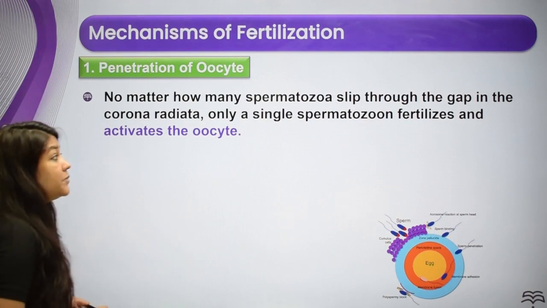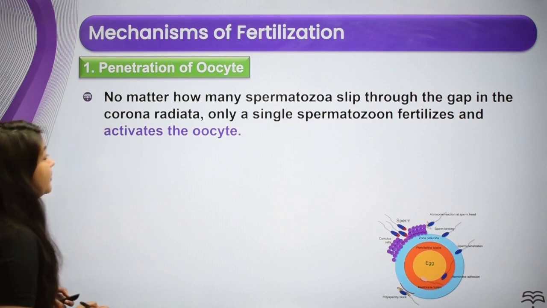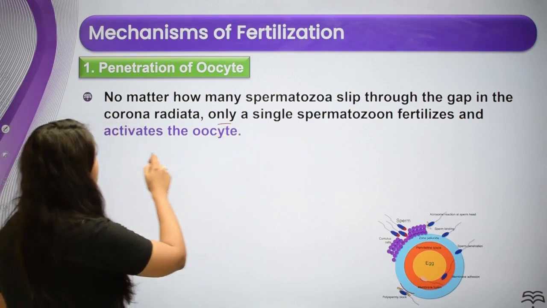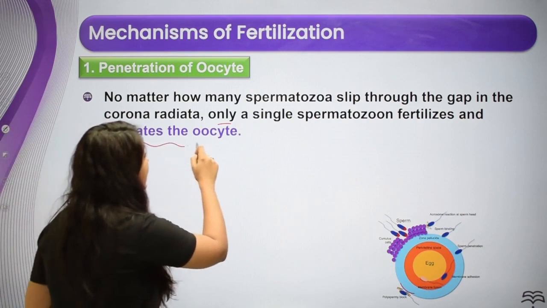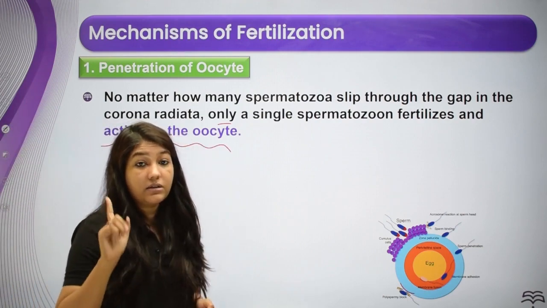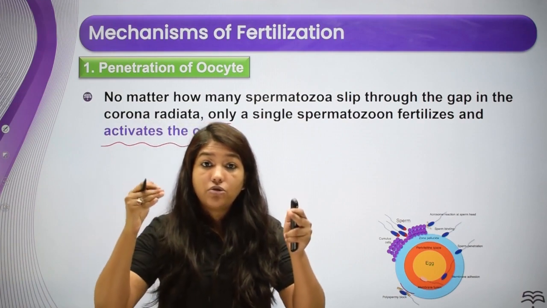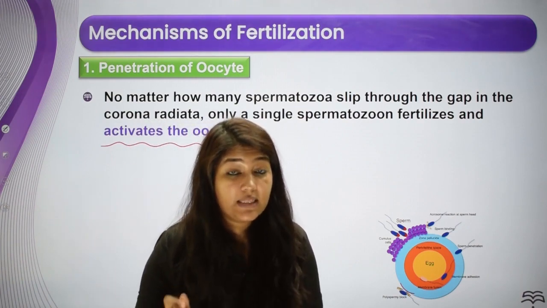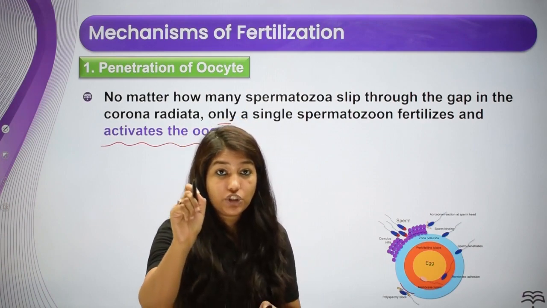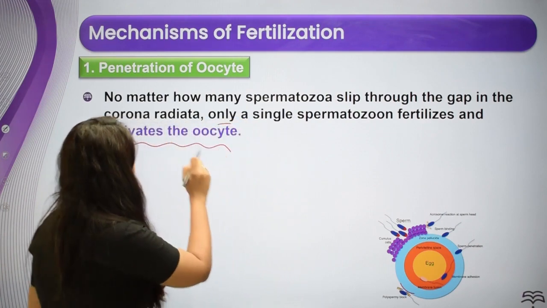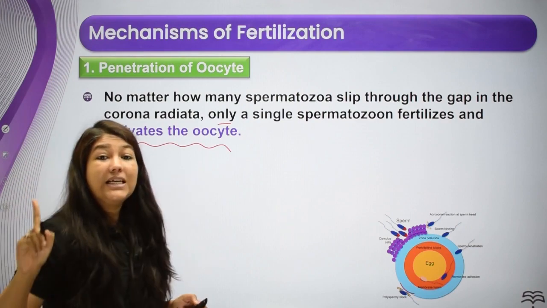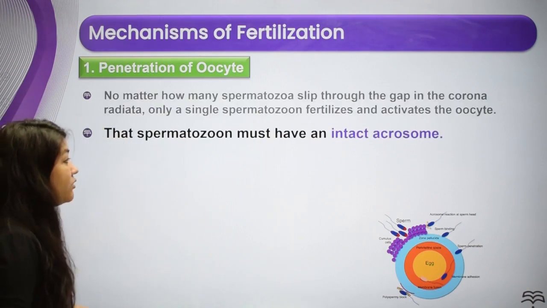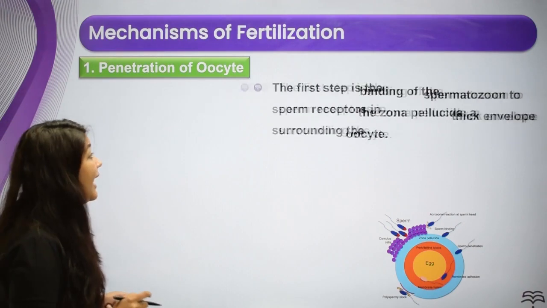No matter how many spermatozoa slip through the gap in the corona radiata, only a single spermatozoa is going to fertilize and activate the oocyte, right? It is a very important point. जो corona radiata का gap है, उसमें multiple sperm slip कर सकते हैं, but successful fertilization is going to happen only via a single spermatozoa. All right. Now that spermatozoa must have an intact acrosome.